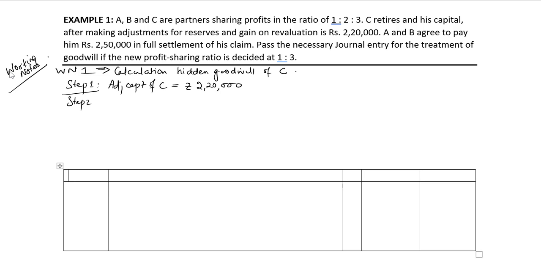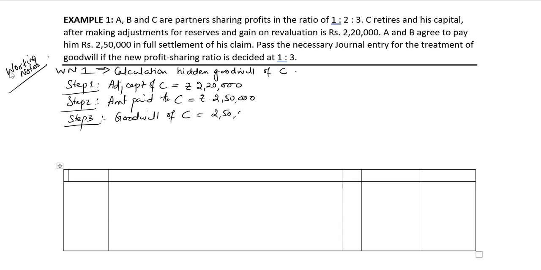Step 2 is to note down the amount which is actually paid to partner C. Amount paid to C. A and B agreed to pay him rupees 2,50,000 in full settlement of his claim. So this amount is rupees 2,50,000. And step 3, we get the goodwill of C as the answer of step 2, which is 2,50,000, minus the answer of step 1, which is 2,20,000 rupees. Therefore, the goodwill of partner C is rupees 30,000. This was the first working note.